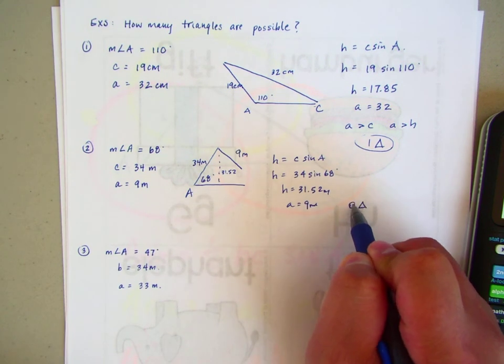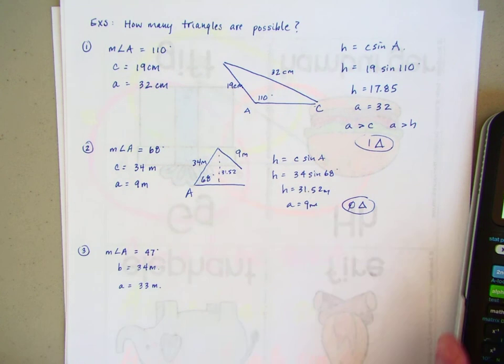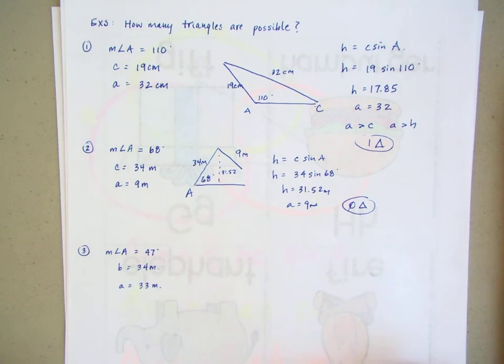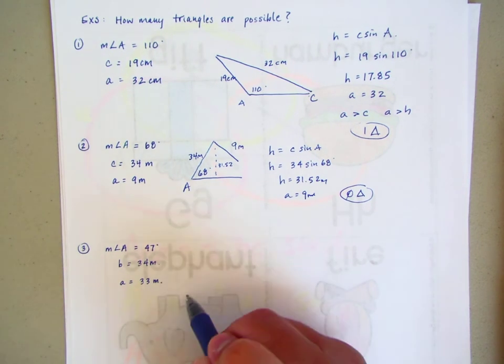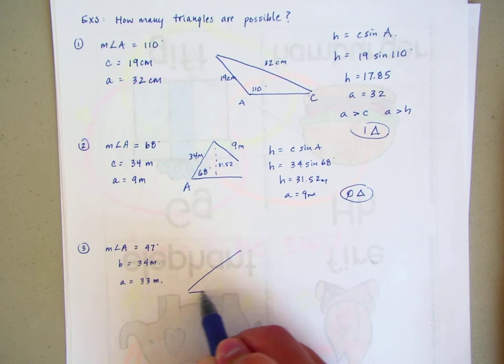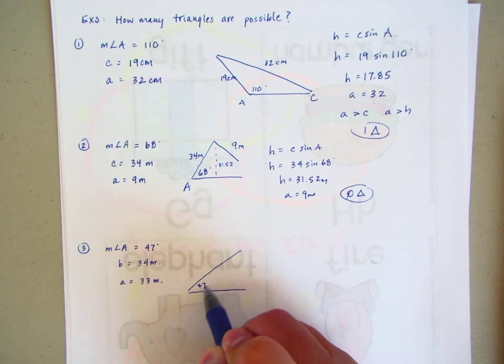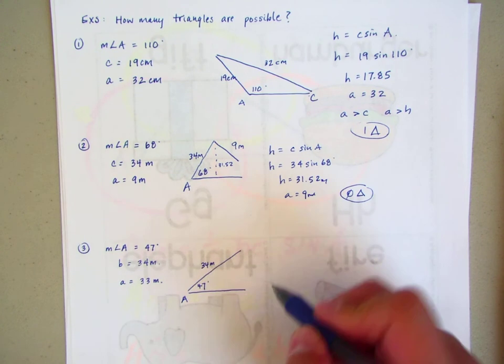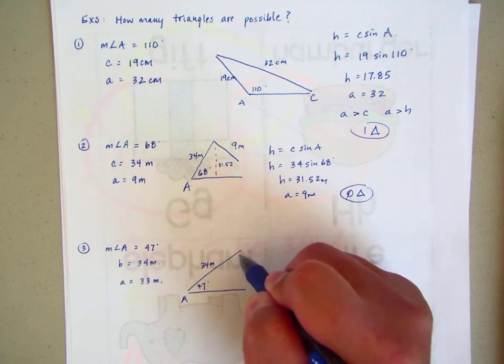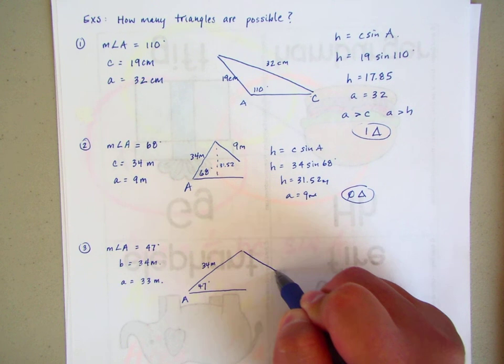Somehow no came out 0. All right, so we saw 0, we saw 1. Let's see what happens in this last one here. Okay, I changed up the letters. A is a 47-degree angle. Side B was the one that was typically here. And A is 33. So it's ever so close to almost an isosceles.